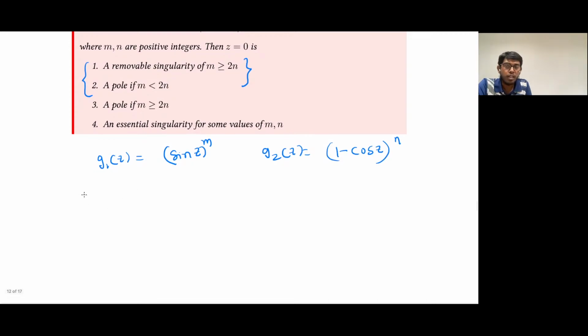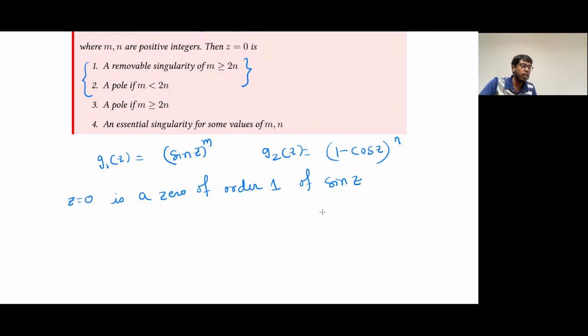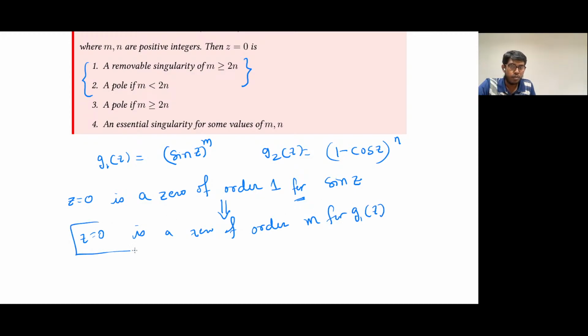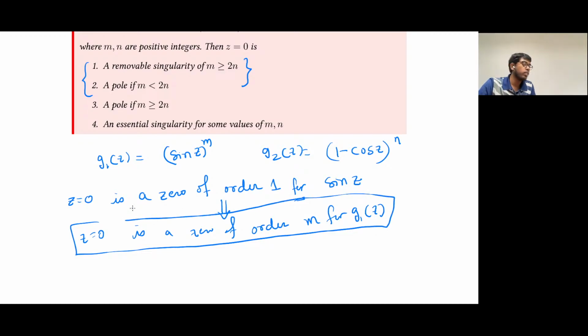Now you see that z equals 0 is a 0 of order 1 of sine z. Why order 1? Because the derivative is cosine z, and cosine z at z equals 0 is not 0. So z equals 0 is a 0 of order 1 for the function sine z. This implies that z equals 0 is a 0 of order m for g1(z), because you are taking the power m.